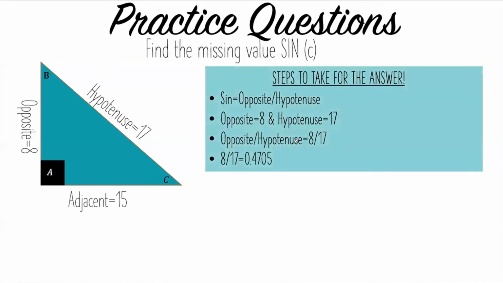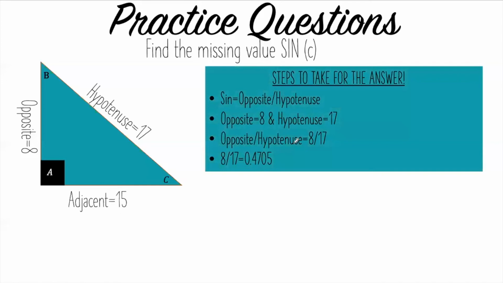So yes, they got exactly what we got. Sine is equal to opposite by hypotenuse, like I said, so this is going to be sine. And the opposite is 8 and hypotenuse is 17. So opposite over hypotenuse would equal 8 over 17, or 0.4705.